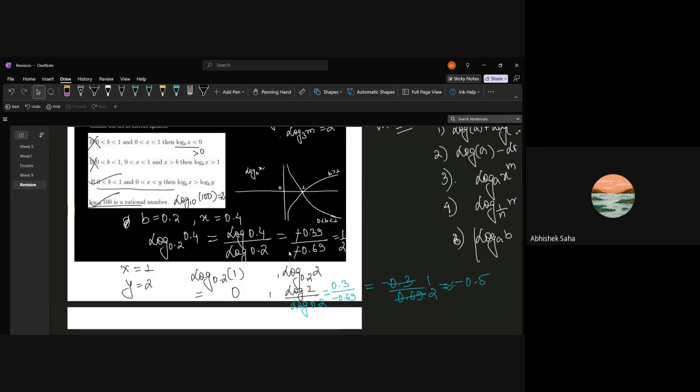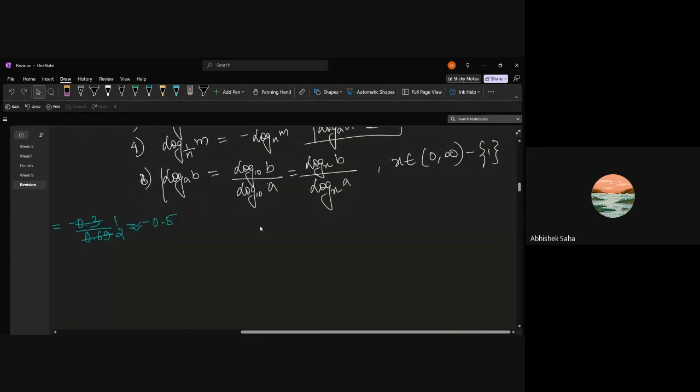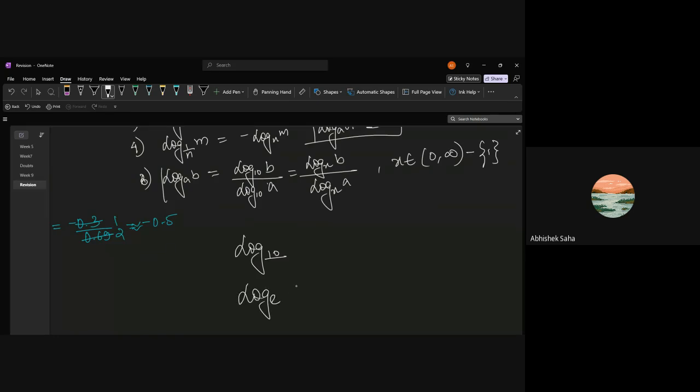Log base 10 is already the default, right? In your calculator, I will tell you one thing. If in any question it is written only log, that means the base is 10. If they want the natural log, they will write ln. So log base 10 of x is equal to log x, simply. They will not mention the base if they are using 10.